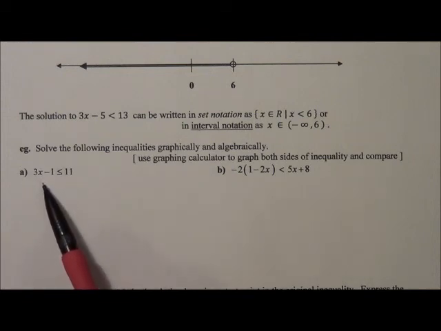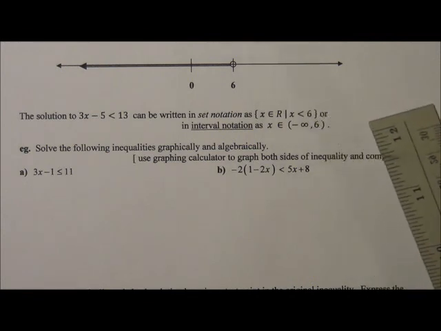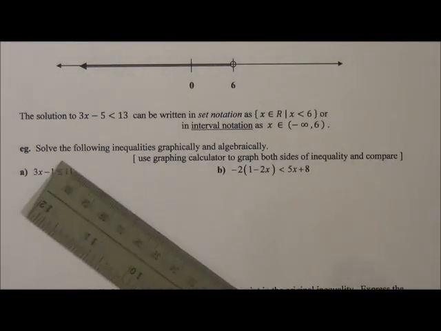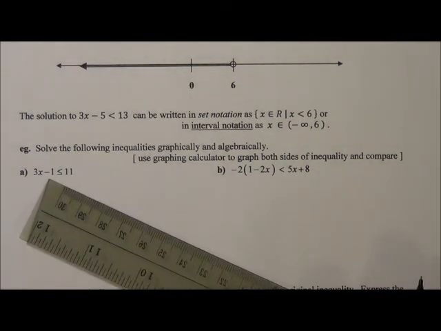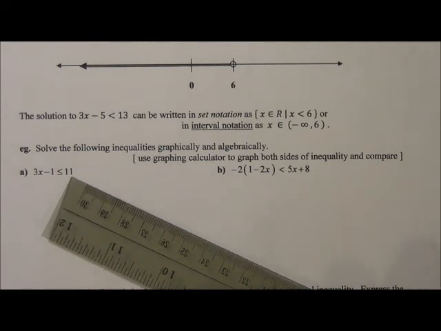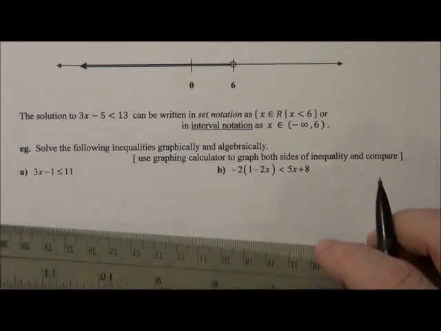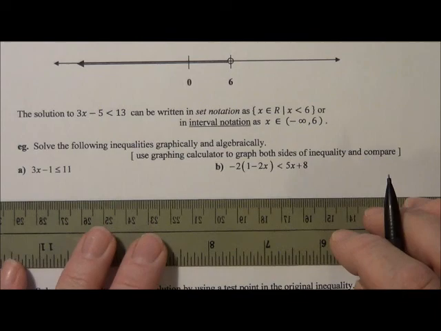So for example A, we've got 3x minus 1 is less than or equal to 11. So let's go about solving this first of all. I'll do this one graphically first, I suppose. Basically when we have something like that, graph the left hand side as its own line, y equals 3x minus 1, then graph the right side as its own line, y equals 11, and see where they intersect. Then you can analyze them from there. So I'm just going to sketch a small graph here.